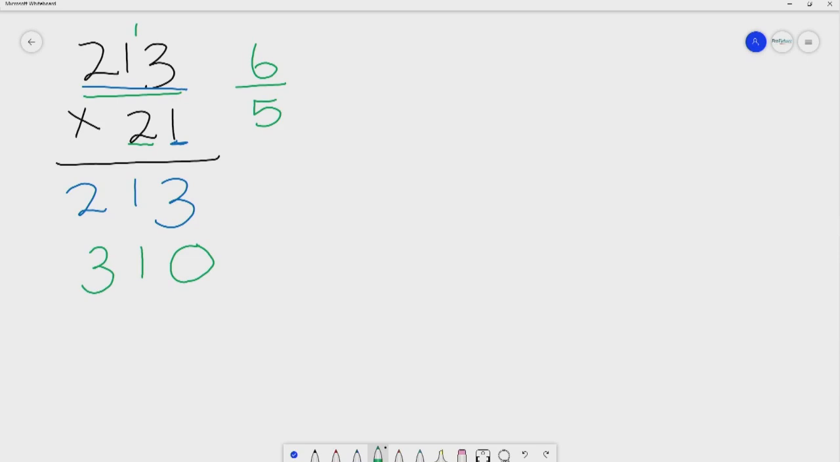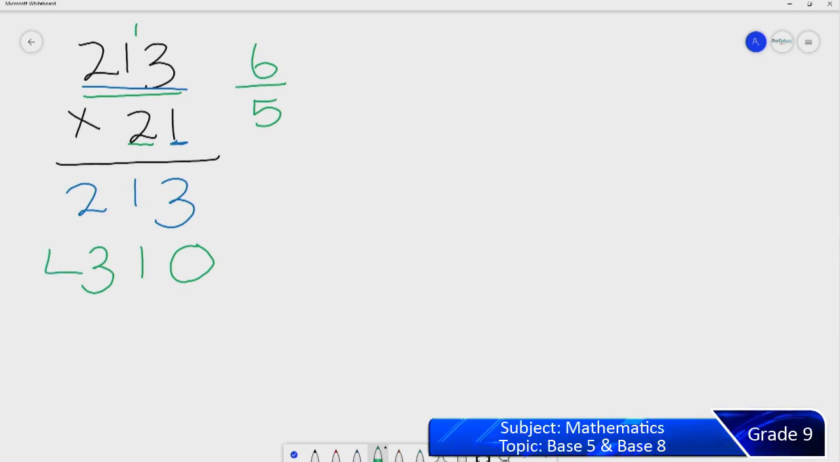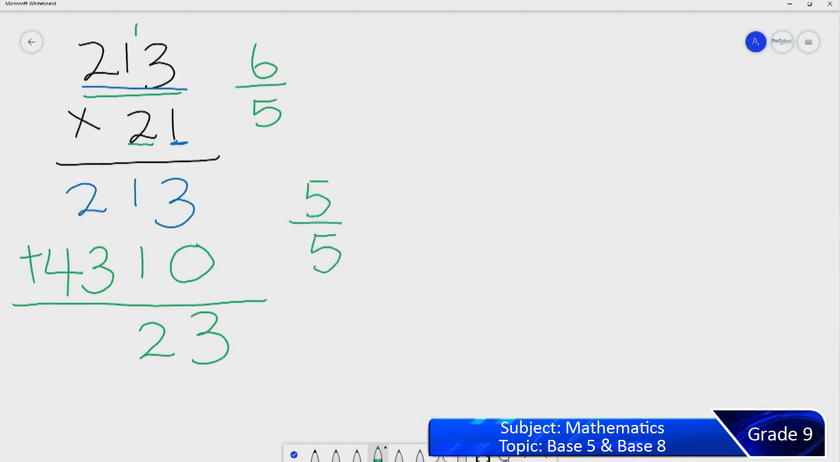And finally, 2 times 2 gives us 4. Now we just add everything. 3 plus 0 gives us 3. 1 plus 1, 2. 2 plus 3, 5. Put it outside. 5 divided by 5, 1. No remainder. Then we have 4 plus 1 is 5.